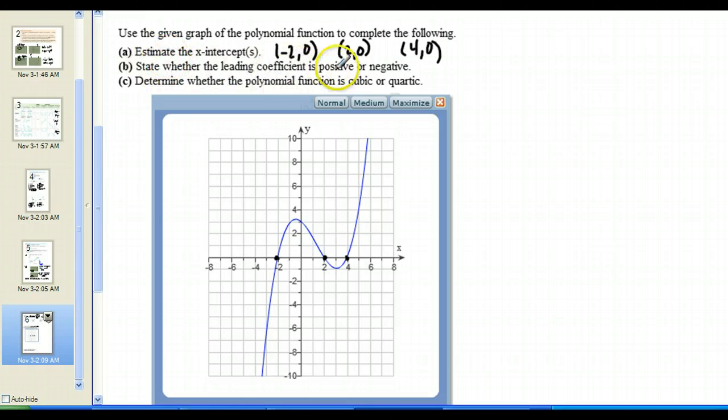Alright, state whether the leading coefficient is positive or negative. Okay, so this is going up, this is going down. They disagree, so this one rises right, falls left, so that means we have odd degree. Alright, and remember, odd degree, if it rises to the right and falls to the left like this one does, then that means we have a positive leading coefficient.